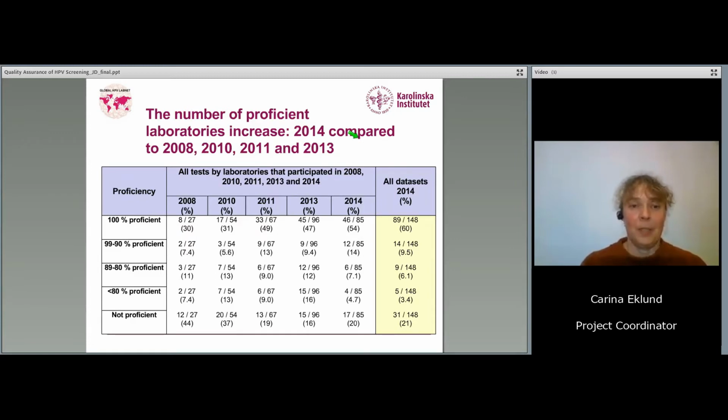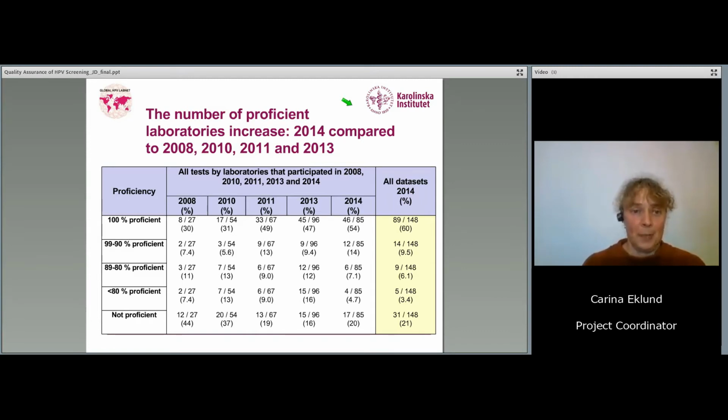Like I said, we have been issuing these proficiency panels during 6 years. We also made the last issue in 2017. We don't have the data from that yet, but what we can already see is that the laboratories that have been participating more than 1 year are improving.